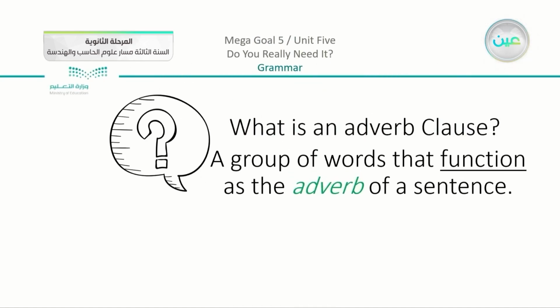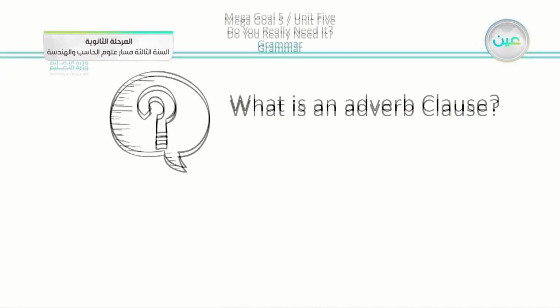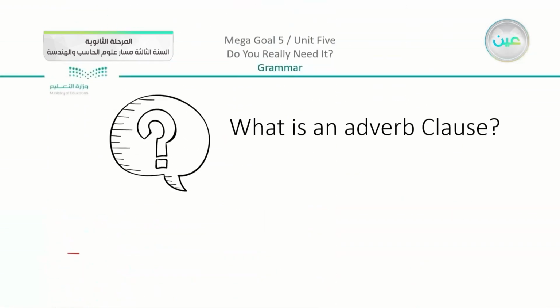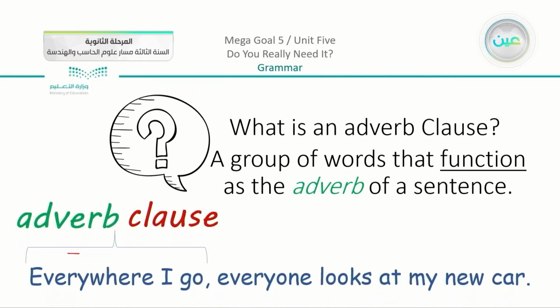It is a group of words that functions as the adverb of a sentence. So going back to our example, you can see that here, everywhere I go, the complete clause, is functioning as one word, as an adverb. So we call it an adverb clause because it functions as an adverb. Now going back here, we have this adverb clause, everywhere I go.